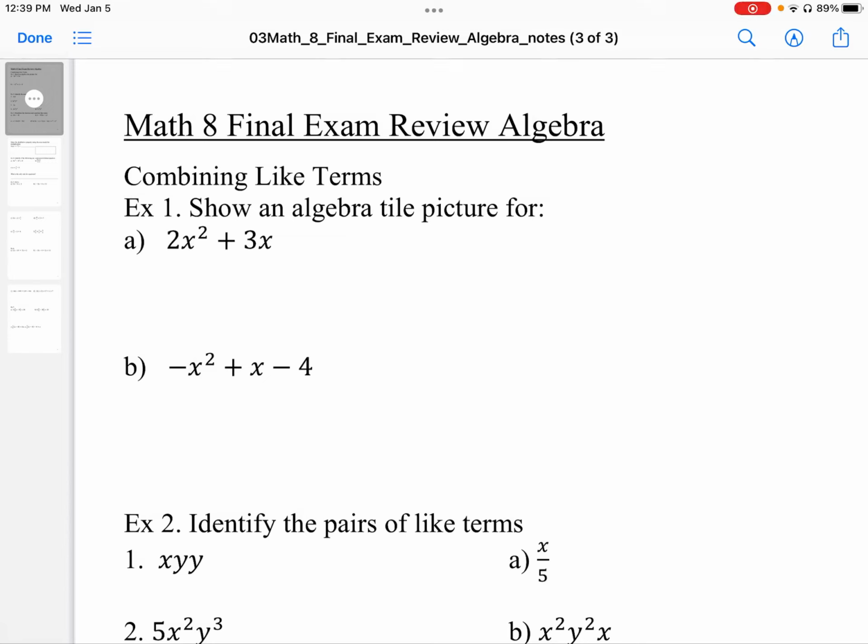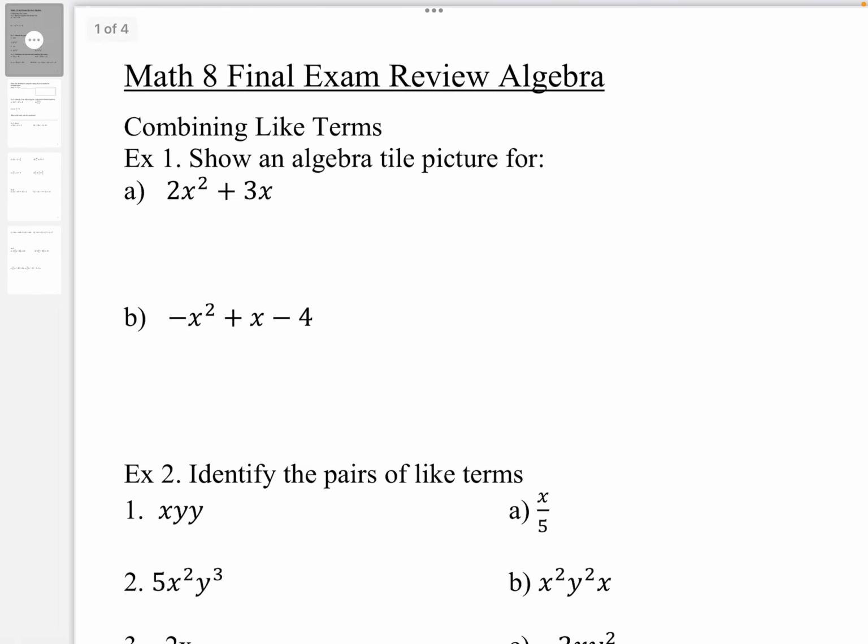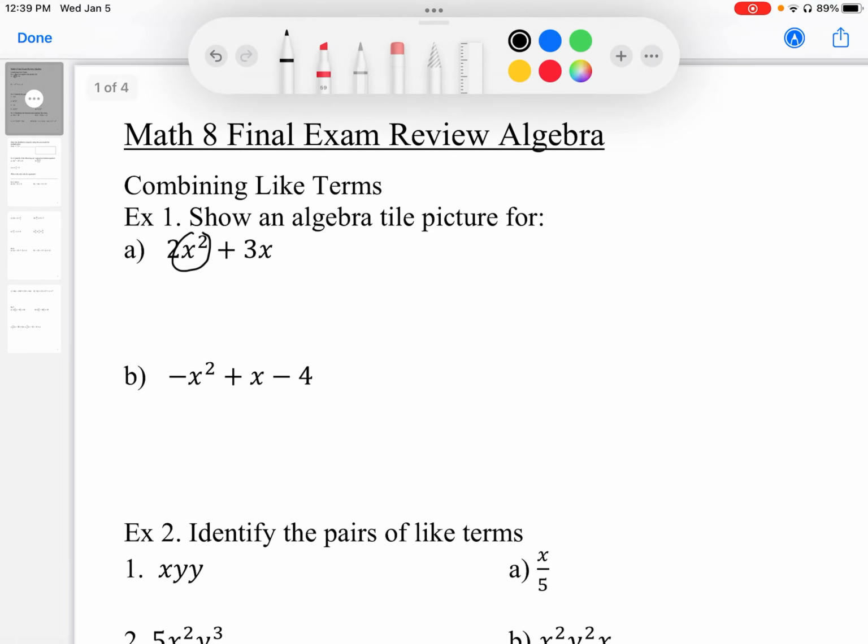Combine like terms. When we combine like terms, they are objects that we can count together, so they must be the same algebraic parts. We want to be able to show that things are different. For example, x squared and x are different algebraic parts. They cannot be counted together.